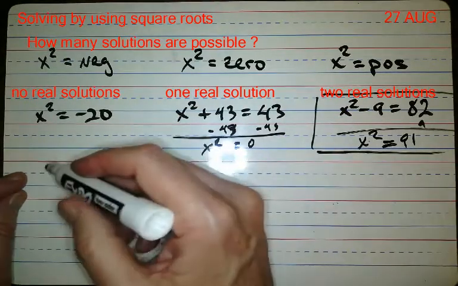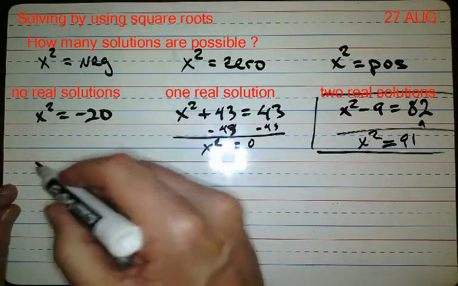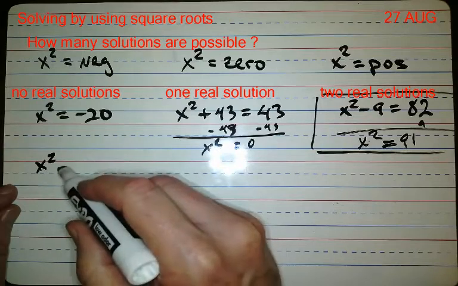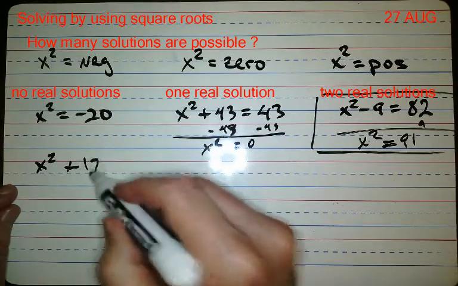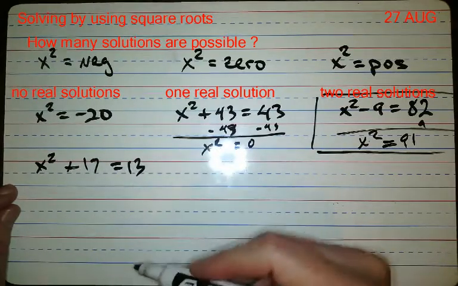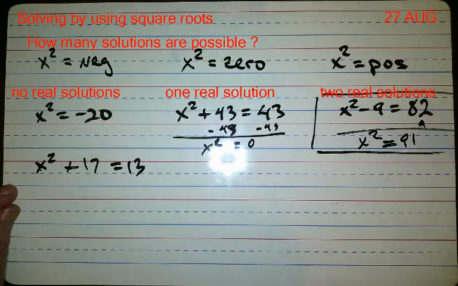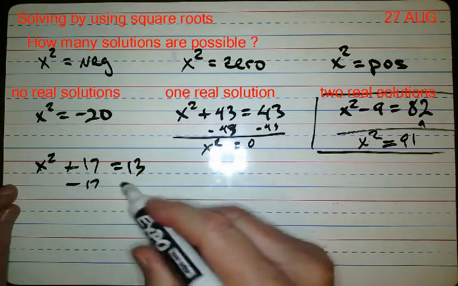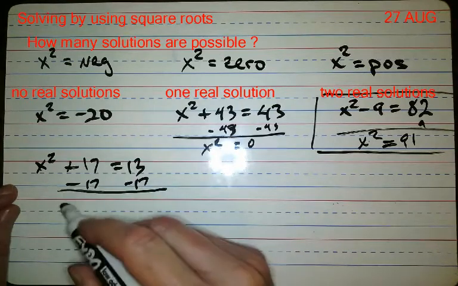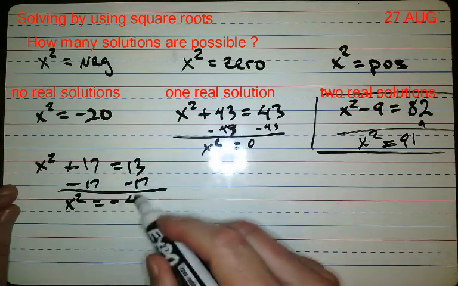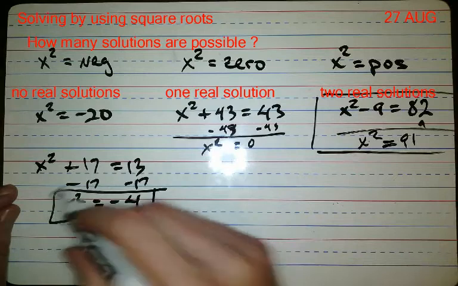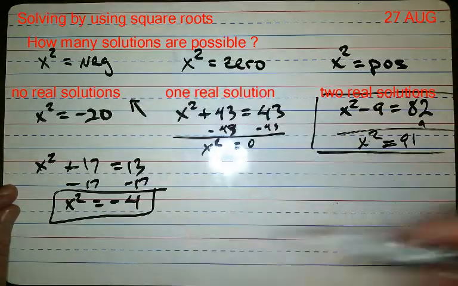So let me give you a couple here. So here I've got x squared plus 17 equals 13. So if I look at that, look at it real carefully, which button would you pick? Think about it, solve it. X squared equals negative. Oh no, if it's negative, you have to push this button right here. Right?